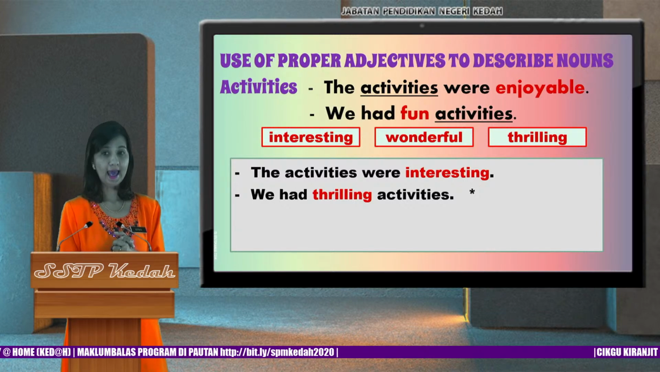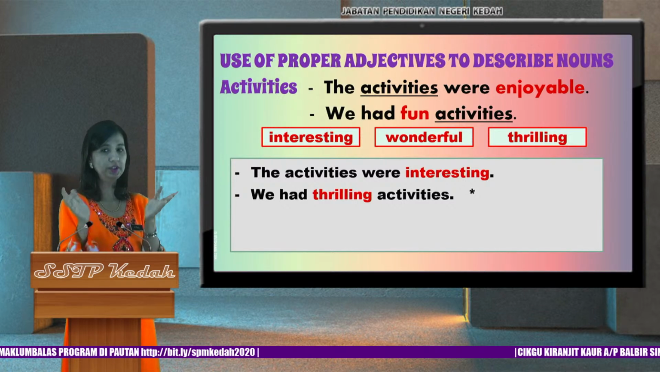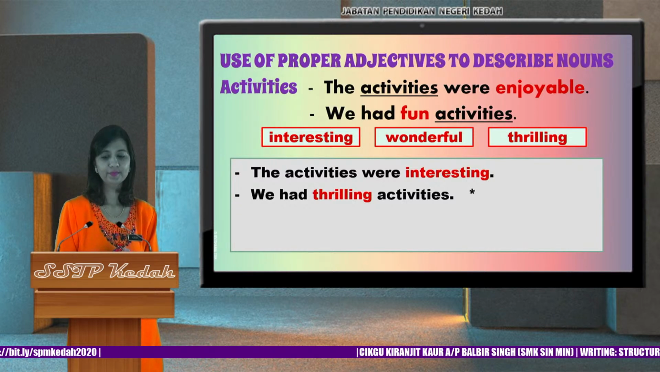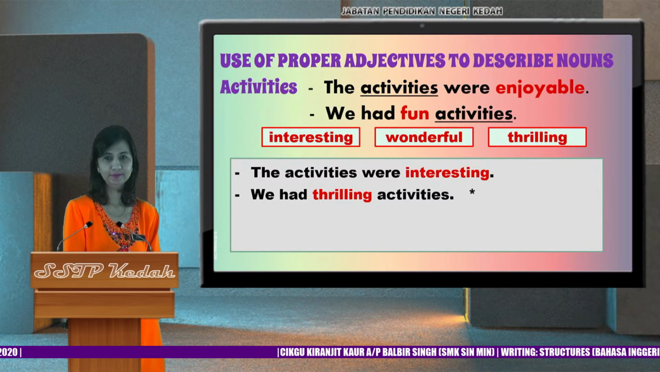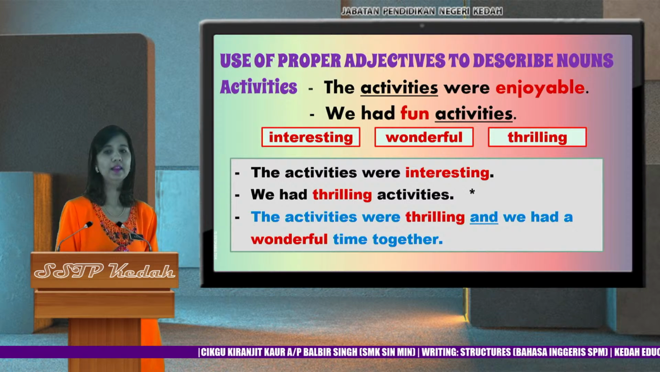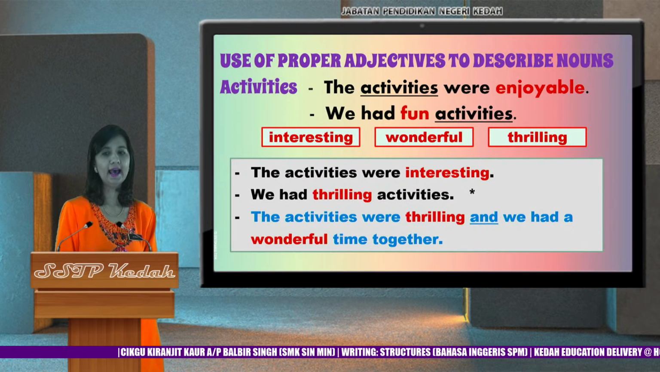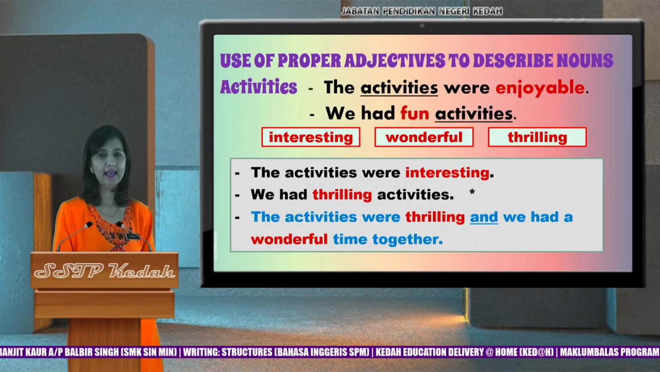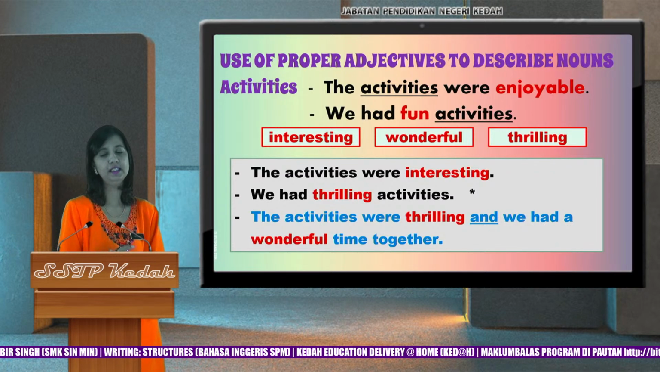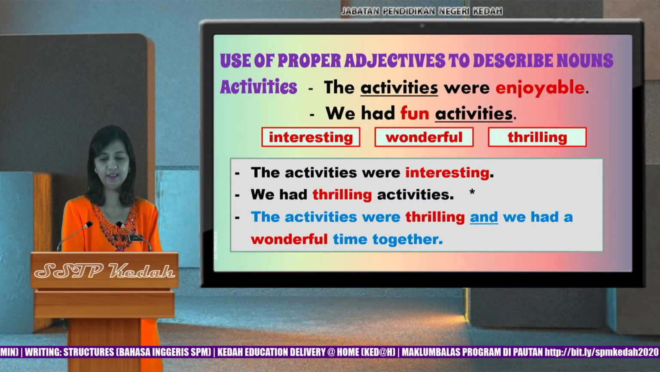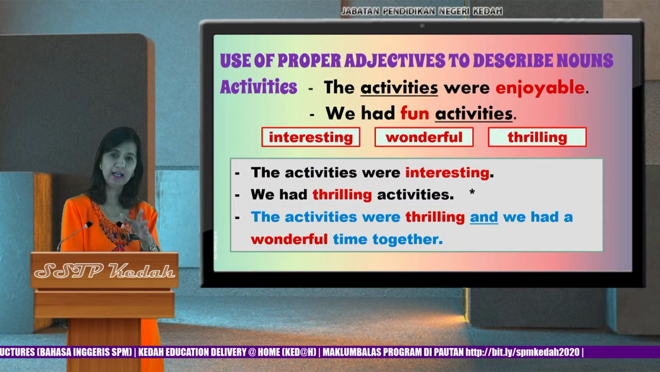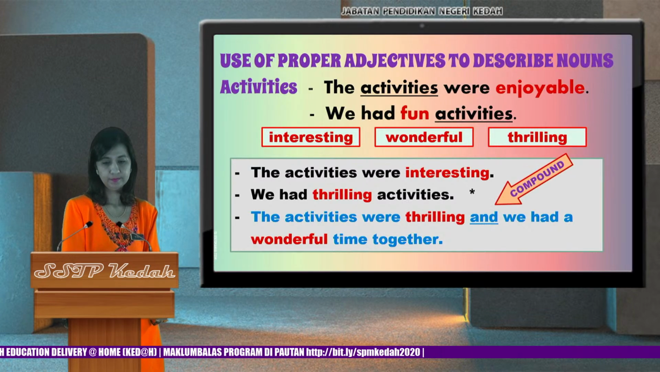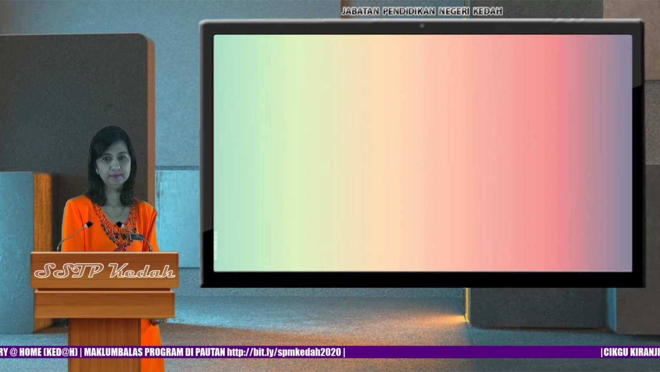Maybe using and. Yeah, try. You can use any of the words there in the box. Okay, very good. The activities were thrilling and we had a wonderful time together. Or the activities were enjoyable and we had thrilling activities. Okay, you can write that way. You have to try. If you don't try, you will never learn. Don't give up so fast. Okay, so that's a compound structure.